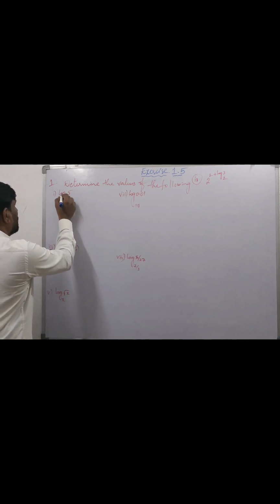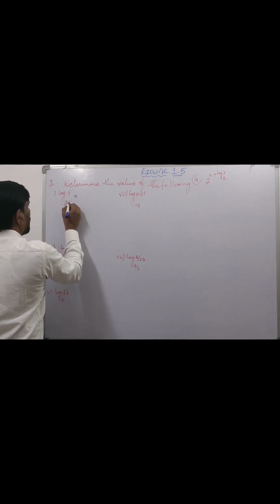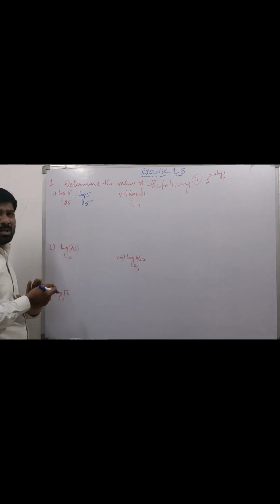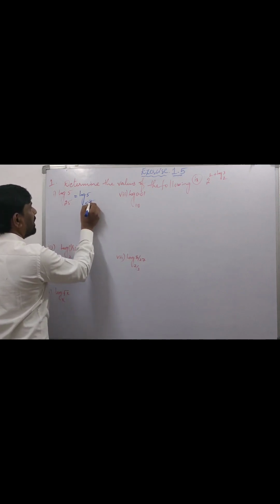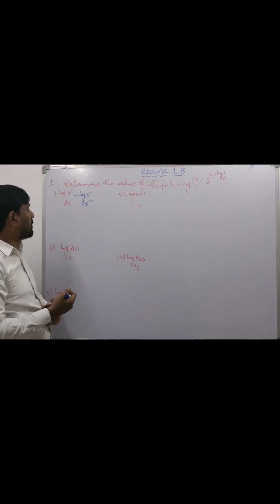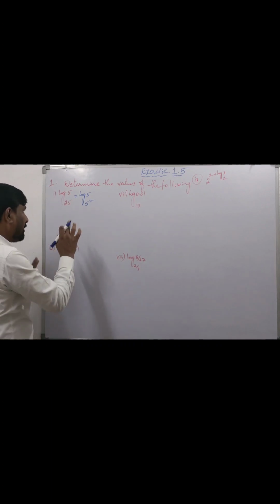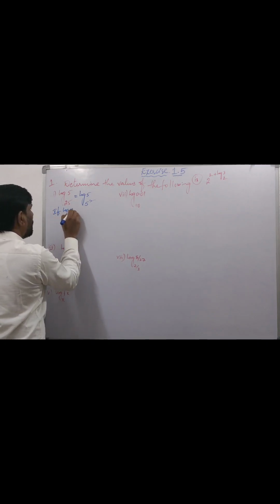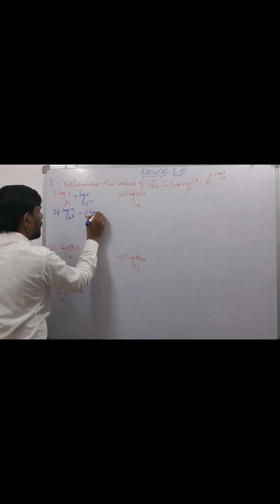Now you need to find the value of log 5 to the base 25. 25 can be written as 5 square, so log 5 to the base 5 square. Now if the base has a power and you bring it up, does it multiply or divide? It will divide, because we know that logarithm of m to the base a power x becomes 1 by x into logarithm of m to the base a.